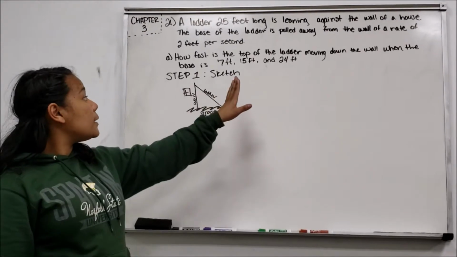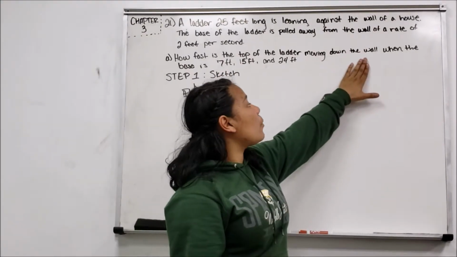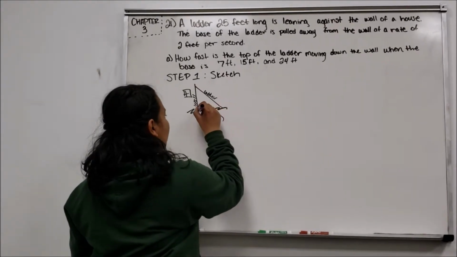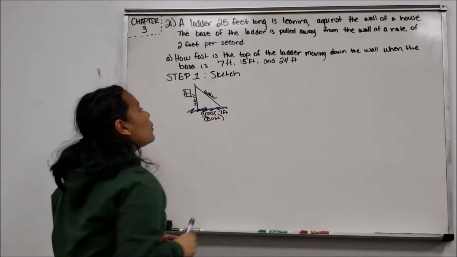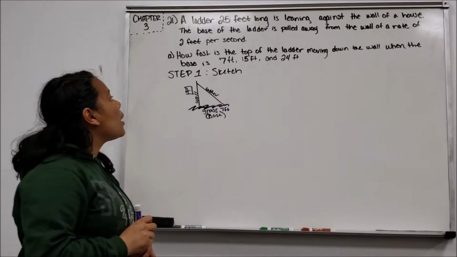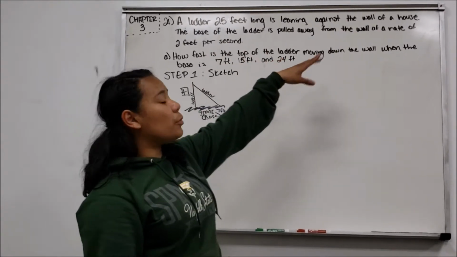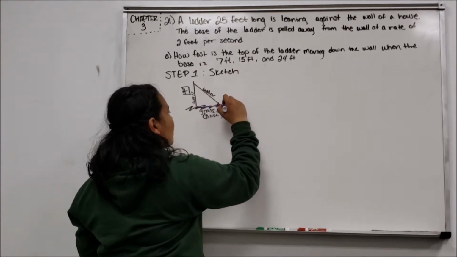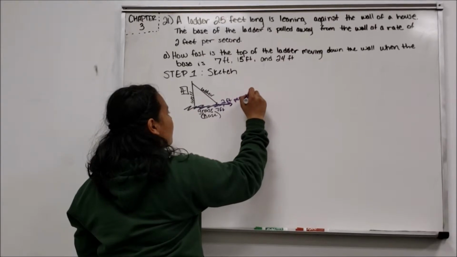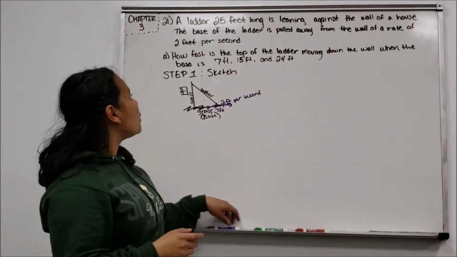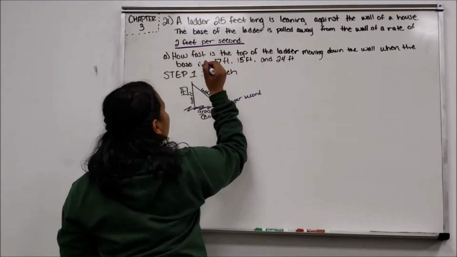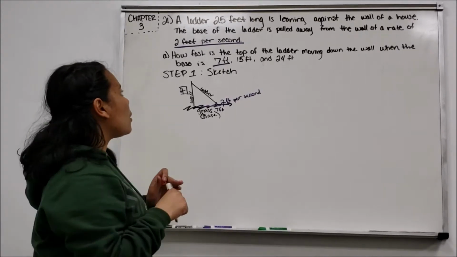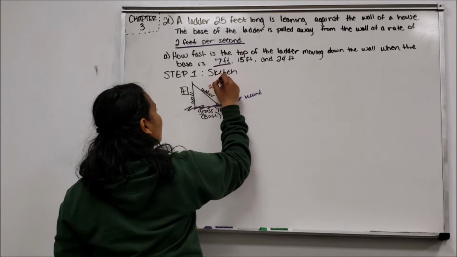So what we do know is that the ladder is moving down the wall when the base is 7 feet, and that's what we're solving for. So this right here is 7 feet. From here to here would be 7 feet. We also know that the rate that the ladder is being pulled away from the wall is 2 feet per second. So this right here being pulled away is 2 feet per second. We also know, so this is going to be in purple, and this will also be in purple, that the ladder is 25 feet long. So this is 25 feet.